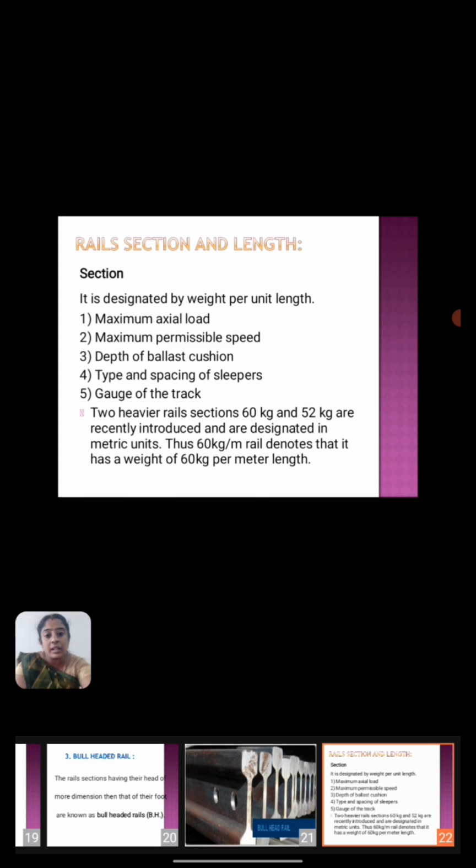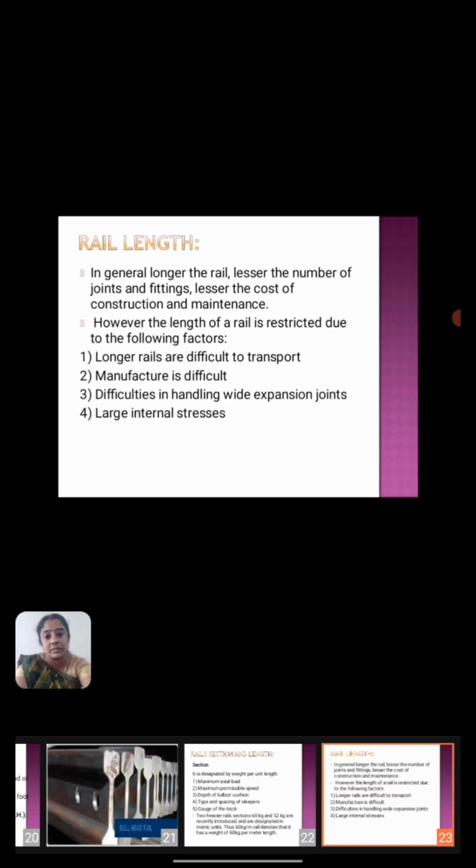So the rail section is mostly available in the form of 60 kg and 52 kg in recent days. It is designated by the unit as 60 kg per meter length.